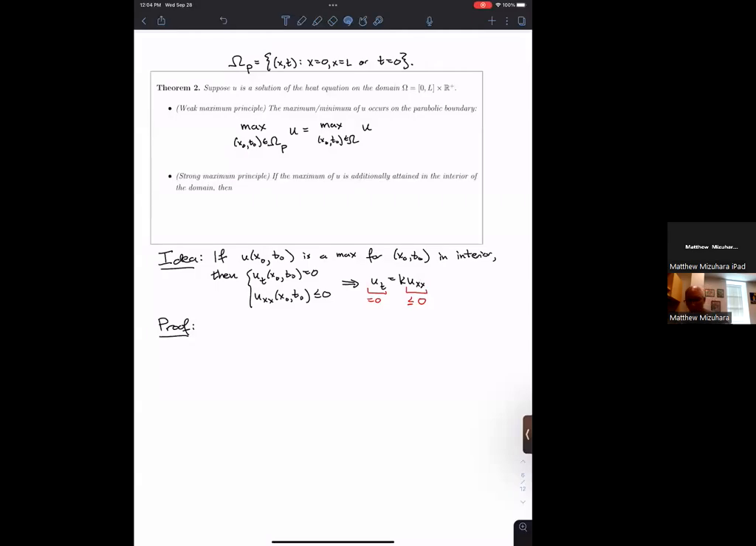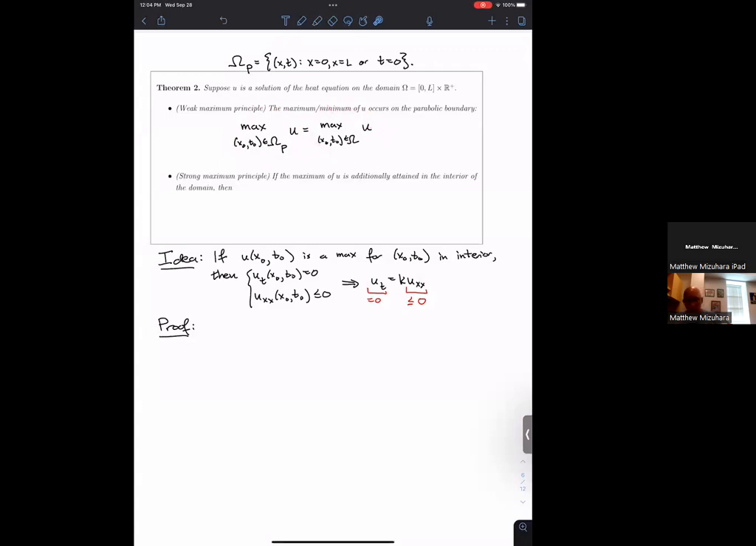Hey folks, so this is the proof of the weak maximum principle we discussed briefly in class, but didn't actually complete the proof. As a reminder, we're going to show that if U is a solution to the heat equation on some domain omega, then the weak maximum principle states that the max and the min of U occurs on the parabolic boundary. In other words, the maximum of U considered over just the parabolic boundary is the same thing as considering the max of U over the entire domain.